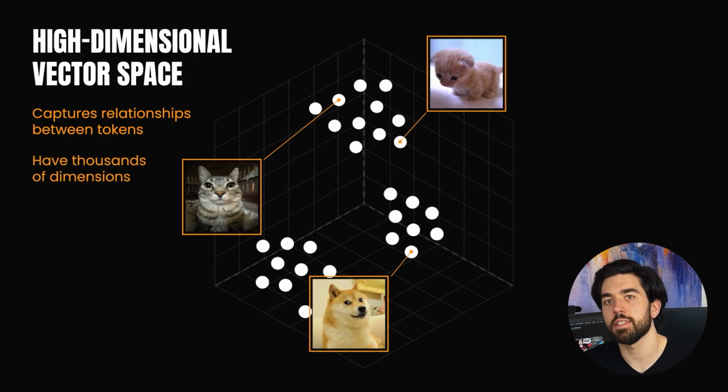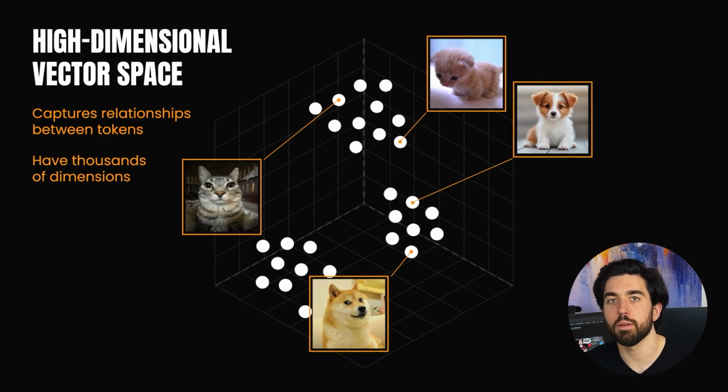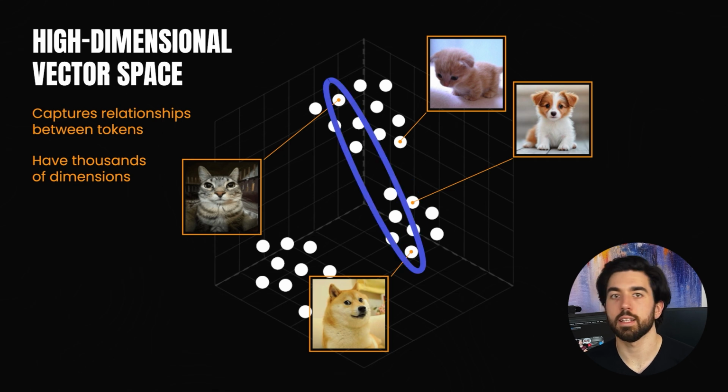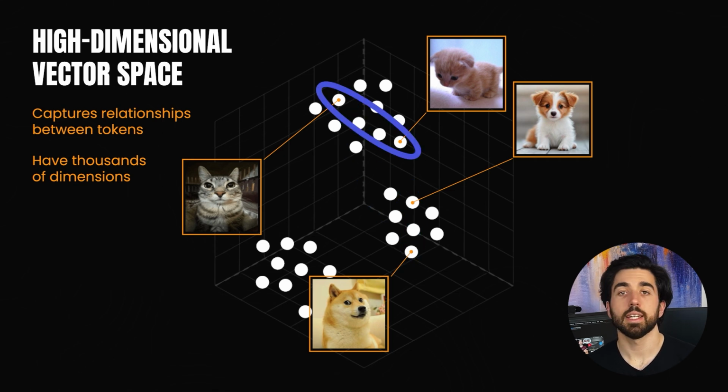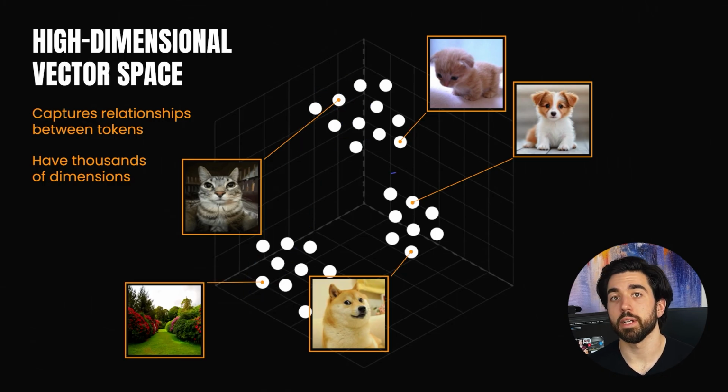While it's hard to visualize a space with thousands of dimensions, you can think of it as a complex coordinate system where each token is positioned somewhere in this multidimensional space. Here we see 3 dimensions, but it's the same concept if you have thousands of them. The key idea is that the position of each token's embedding relative to others indicates how similar or related they are in meaning. For example, cat and kitten are close together, while cat and garden are far apart. But kitten and puppy might be closer than kitten and dog because they both mean baby animal.